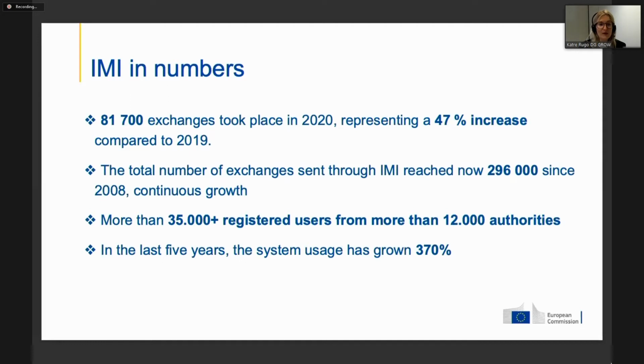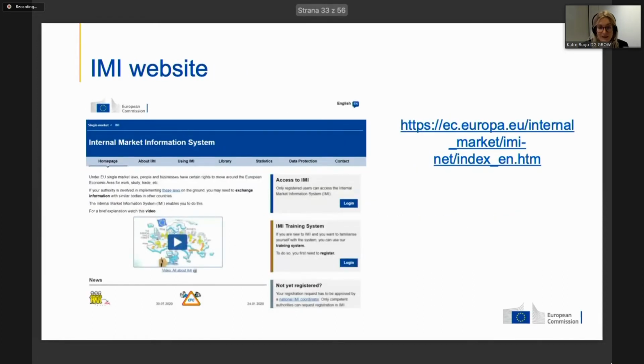And to give you a bit of an overview of the extent of the use of IMI, here are some numbers. So almost 82,000 exchanges took place in IMI in 2020, which represents a 47% increase compared to 2019. The total number of exchanges sent through IMI is now almost 300,000 and is continuously growing. And as I mentioned, we have thousands of authorities registered in IMI. More specifically, we have more than 12,000 authorities, and in these, more than 35,000 registered users. And in the last 5 years, the system usage has grown 370%. Next slide, please. Thank you.